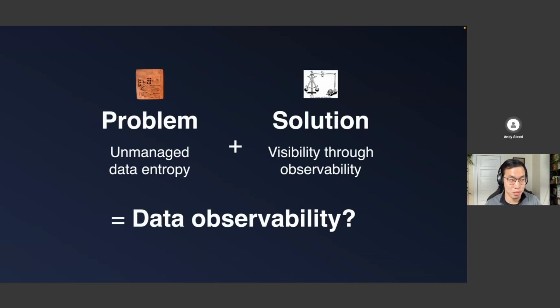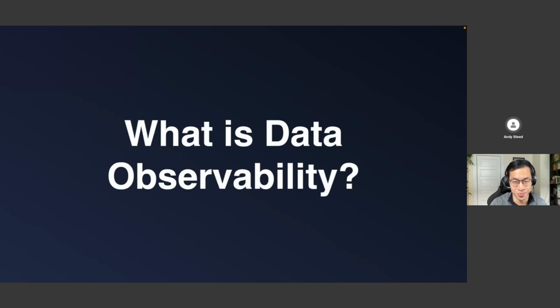So just to recap this part, the problem is data entropy. More and more data is coming in, we're using it, which is fantastic. However, things break, and that's inevitable. And what is the solution? One solution is to have increased visibility via observability, and that's where data observability comes in. So what is it?